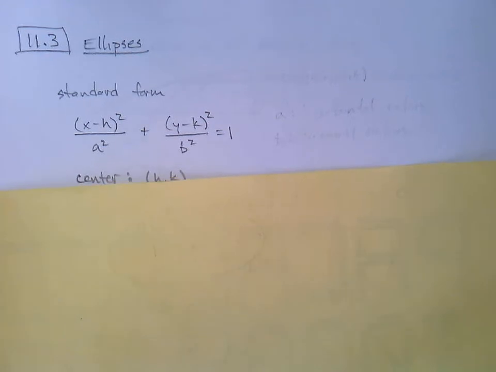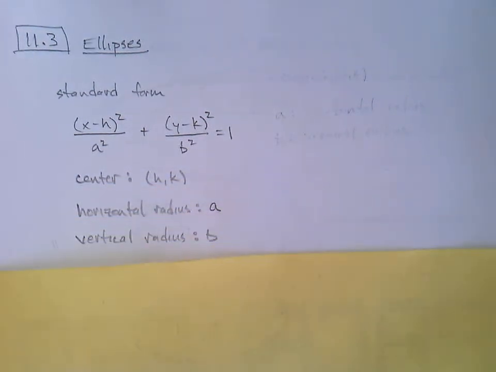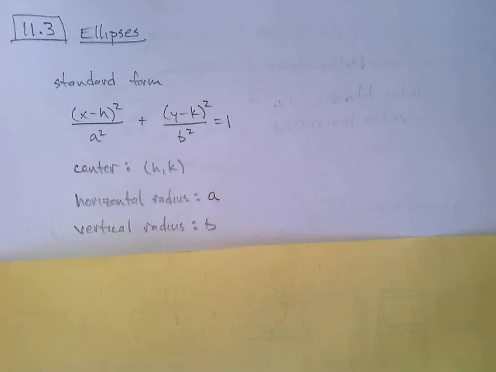But first, let me give you the standard form of the equation. The standard form for the ellipse right there, and that might remind you a little bit of the circle. So we see x minus h quantity squared, but that is divided by this number a squared, plus y minus k quantity squared divided by b squared. And an ellipse, it's always equal to 1.